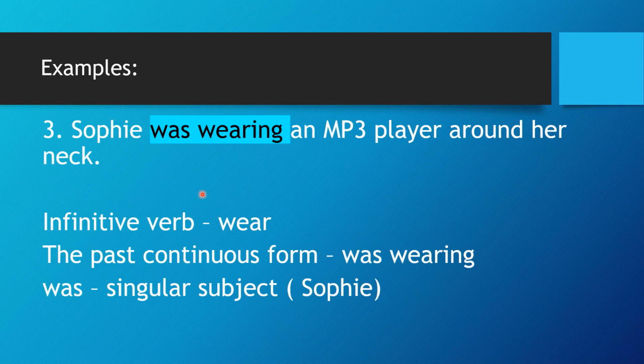Example number 3. Sophie was wearing an MP3 player around her neck. The infinitive verb is wear. The past continuous form for wear is was wearing. We add was because Sophie is the singular subject, and at the end of the infinitive verb wear we add ing. So the past continuous form in this sentence is was wearing.